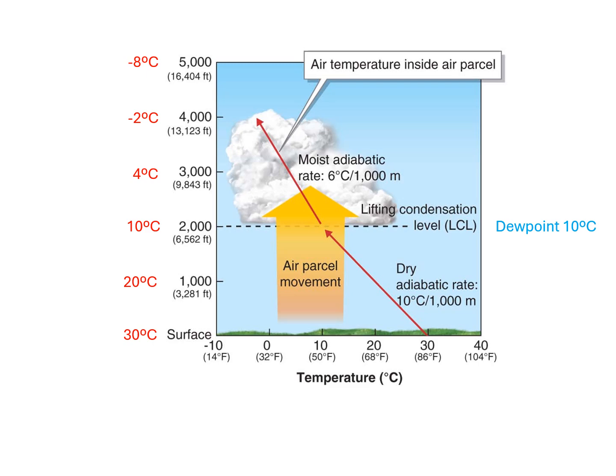So there you have it. From the surface to whatever level it takes to get to your dew point temperature, you use the dry adiabatic rate. Once you have hit that lifting condensation level, you switch to the moist adiabatic rate.